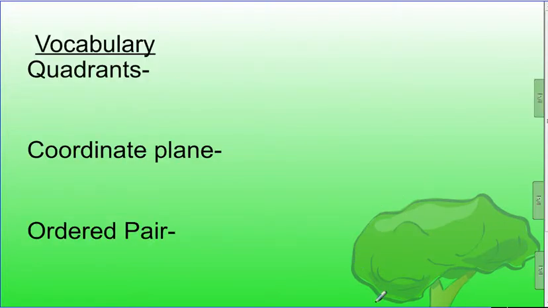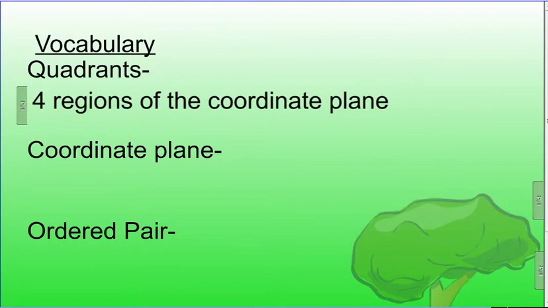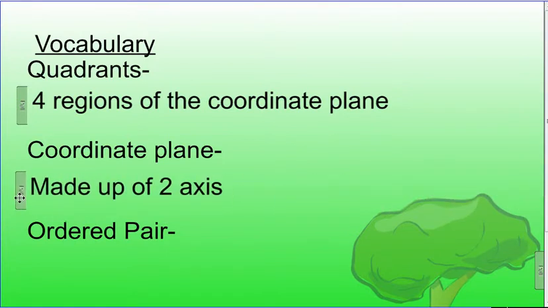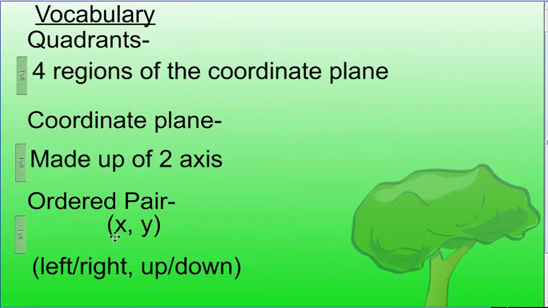For vocabulary, we've got 4 vocab words. We've got quadrants, which, when you're talking about a coordinate grid, are the 4 regions of the coordinate grid. We'll talk about them in a minute or so. The coordinate plane itself is made up of 2 axes. So it has the x and the y axis. And an ordered pair is made up of the x, y coordinates, and the x tells you to move left and right, and the y tells you to move up and down.